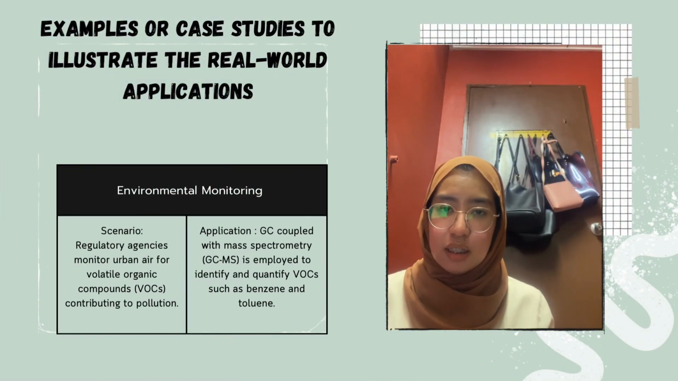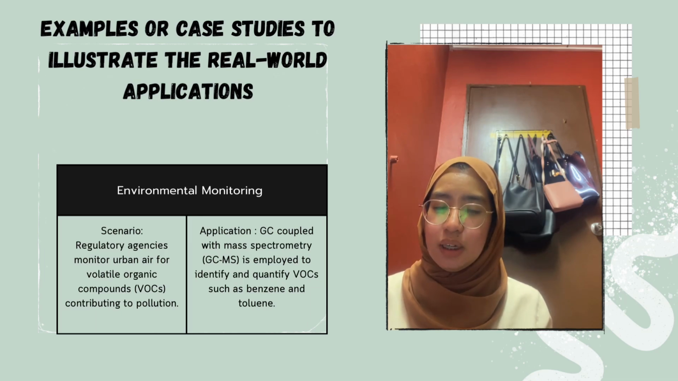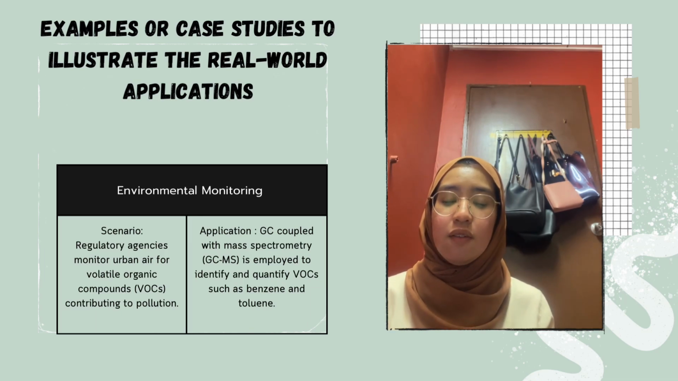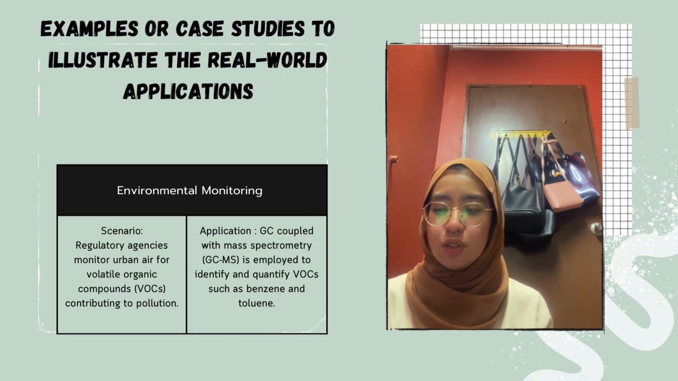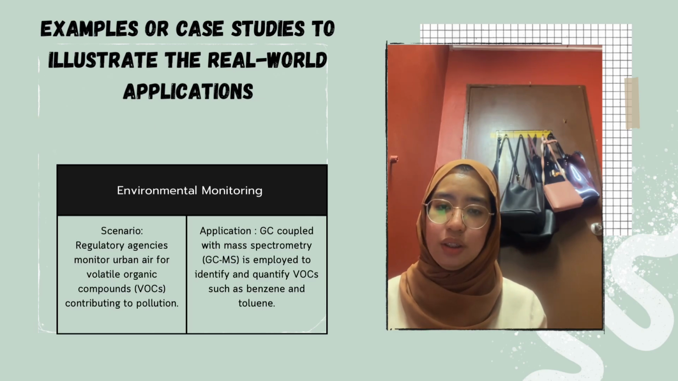Examples or case studies to illustrate real-world applications. The first one is environmental monitoring. For example, regulatory agencies monitor urban air for volatile organic compounds, VOCs, contributing to pollution. Application: GC coupled with mass spectrometry is employed to identify and quantify VOCs such as benzene and toluene.